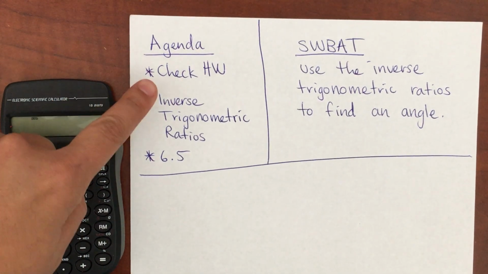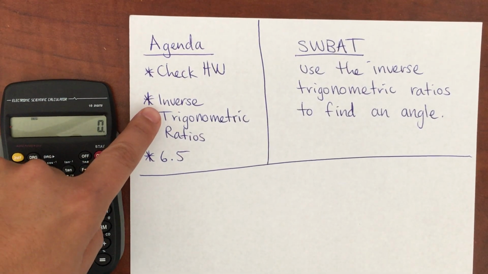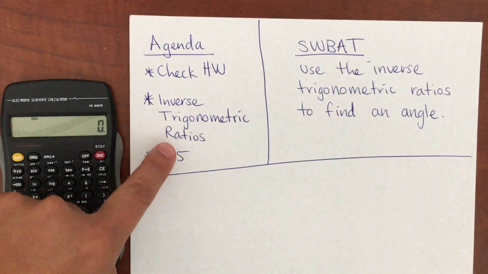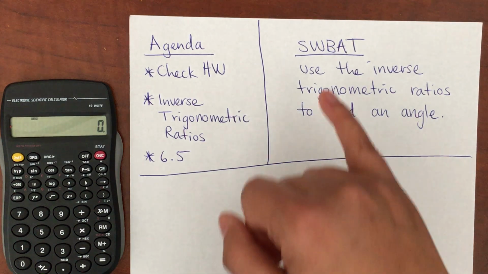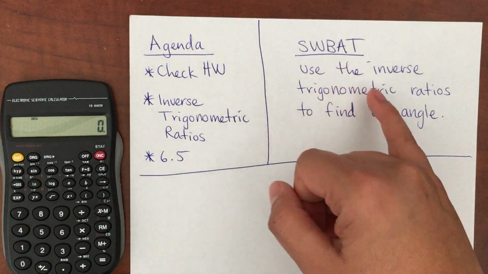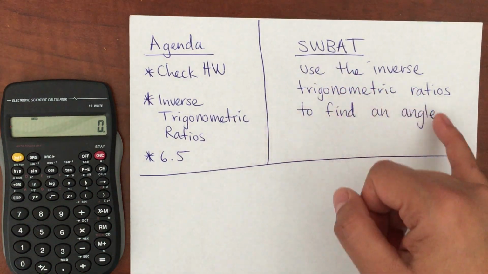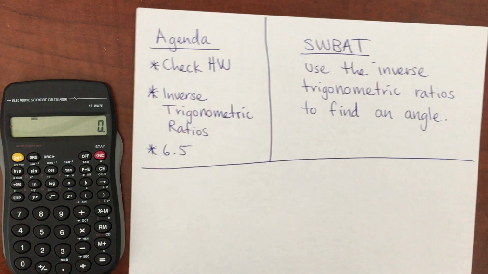Students, today's agenda is to check homework. We'll be learning about the inverse trigonometric ratios, and you will be able to work on 6.5. Today, students will be able to use the inverse trigonometric ratios to find an angle.